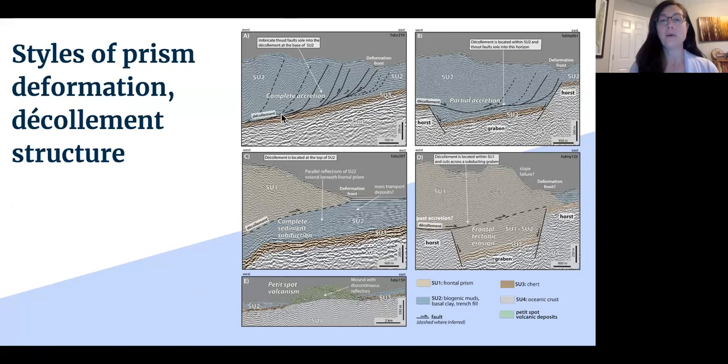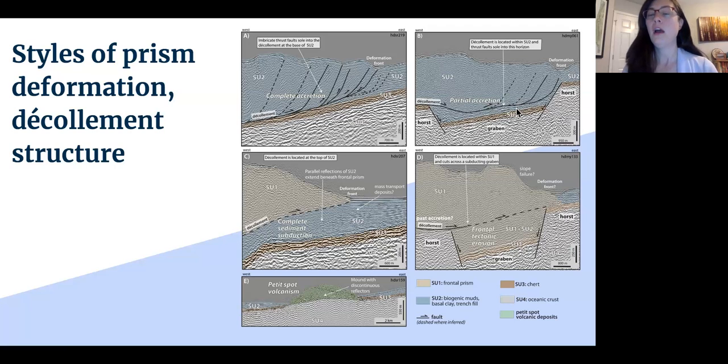In the first example on the upper left, the décollement is localized near the base of the incoming sediment section, here noted in blue, where there is a series of imbricate thrust faults that nearly completely accrete the incoming sediment section. And the décollement is localized near the base of this section in a portion of the sediment section that has frictionally weak smectite-rich clays.